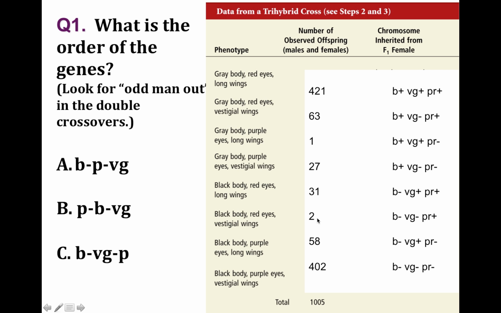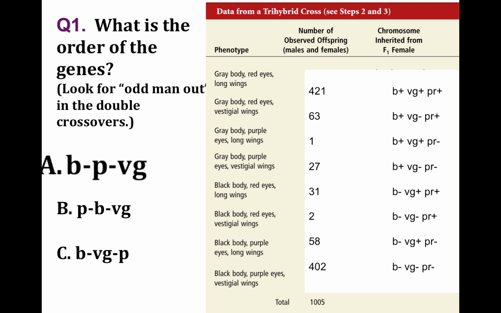Let's see if the other double crossover gives the same results. Here we have 2 wild type alleles and the mutant allele for eye color. So yes, the purple eye color is the odd man out. So the gene for eye color then is placed in between the body color and wing shape. So do we have that answer here? We have one with purple eyes right in the middle. So we have a black body, purple eyes, and vestigial wings. So hopefully the answer is A.